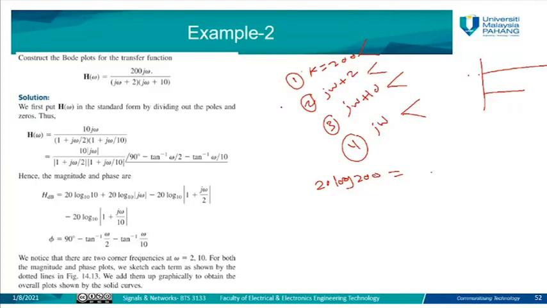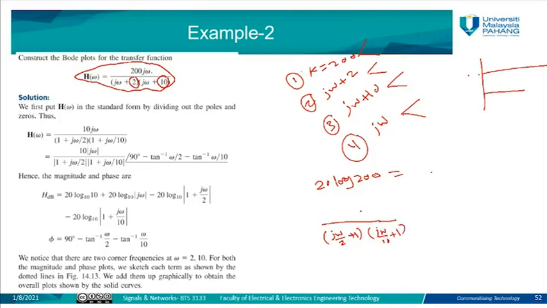Before you go to drawing, you need to rewrite this transfer function in its standard form. Its standard form means you need to have this value equal to 1, this value equal to 1. We don't want to see 2 and 10. So what we need to do here is have j omega over 2 plus 1. This will be j omega over 10 plus 1. So this will be the new form.